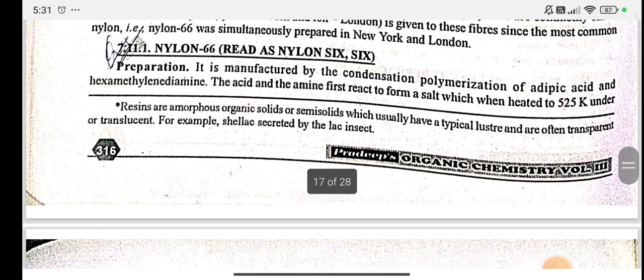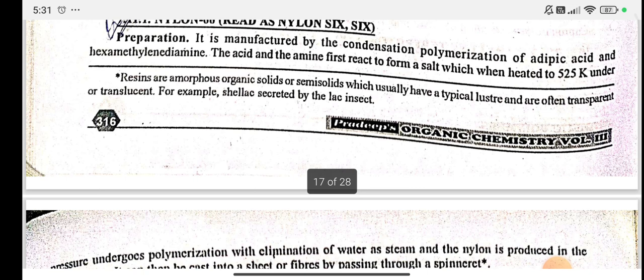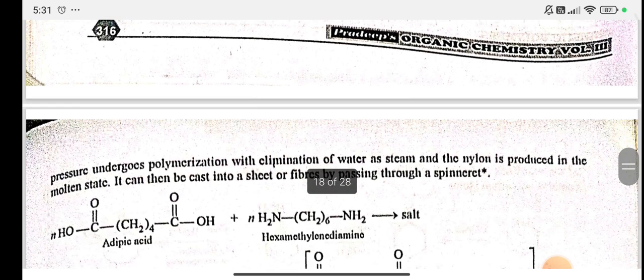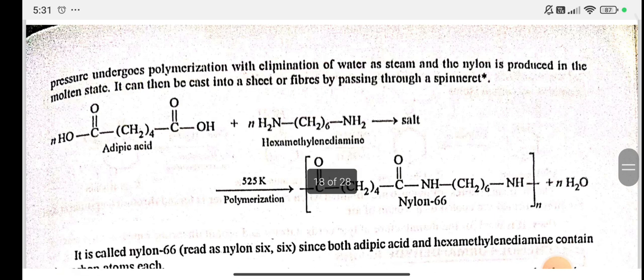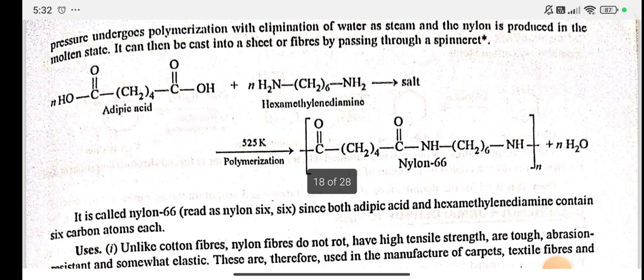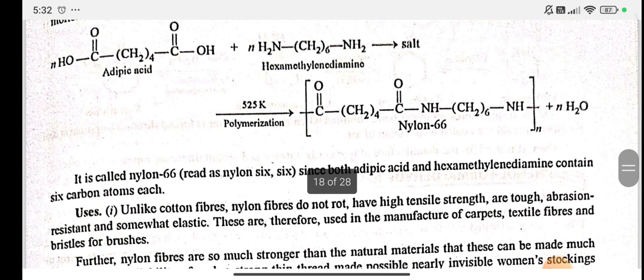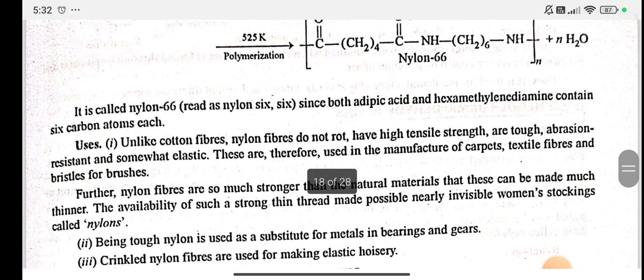Preparation. It is manufactured by the condensation polymerization of adipic acid and hexamethylene diamine. The acid and the amine first react to form a salt which, when heated at 525 Kelvin under pressure, undergoes polymerization with elimination of water as steam and the nylon is produced in the molten state. It can then be cast into sheets or fibers by passing through the spinneret. Nylon 66, since both adipic acid and hexamethylene diamine contain 6 carbon atoms.